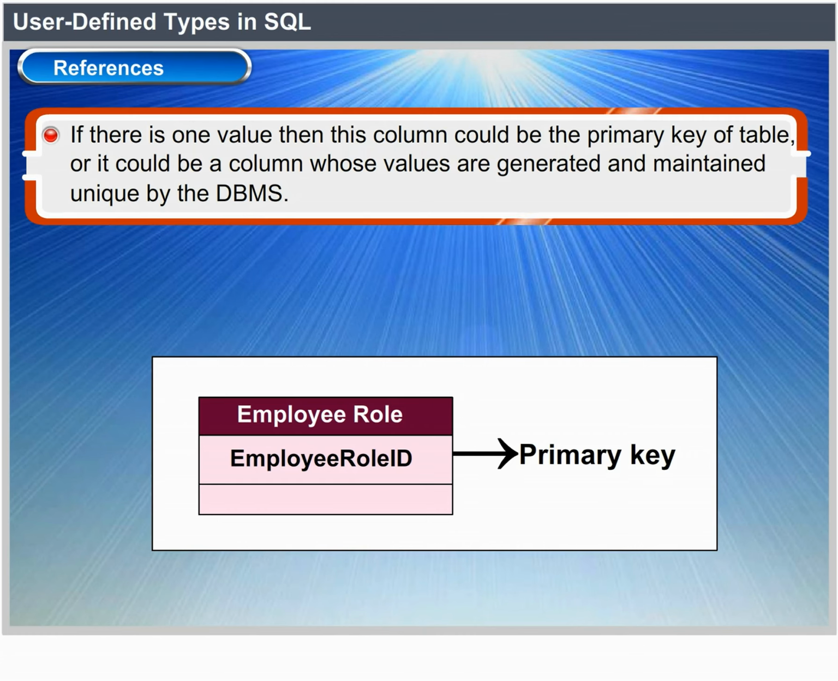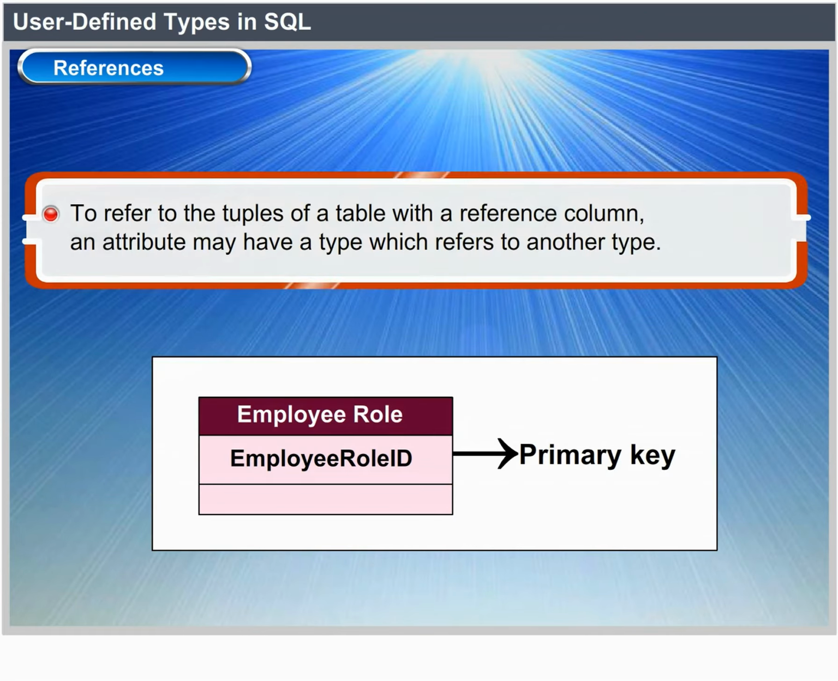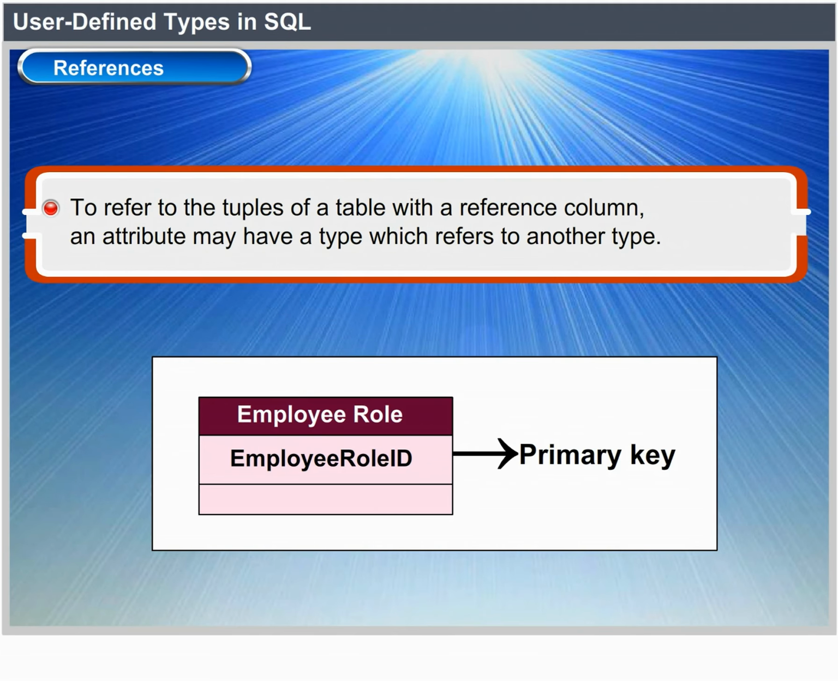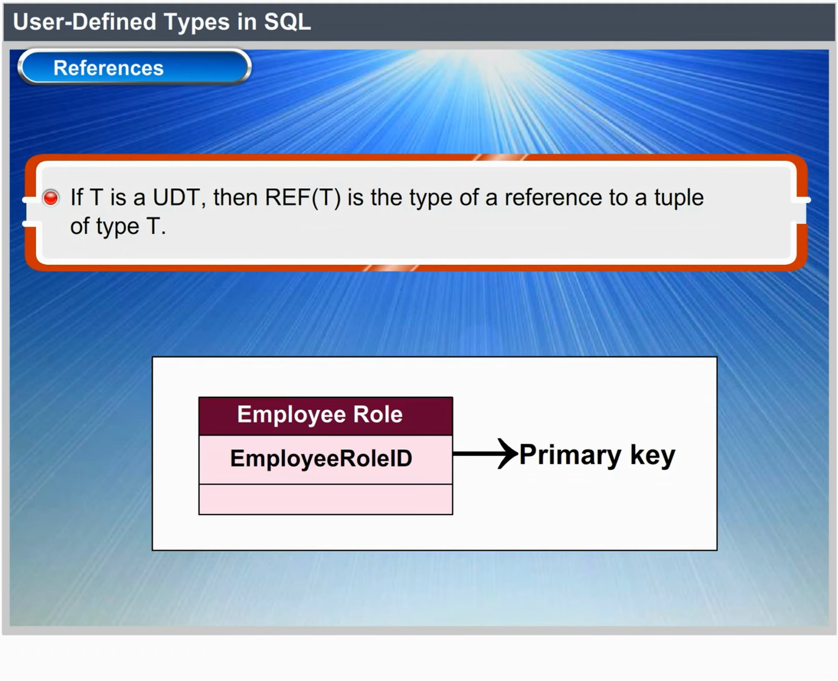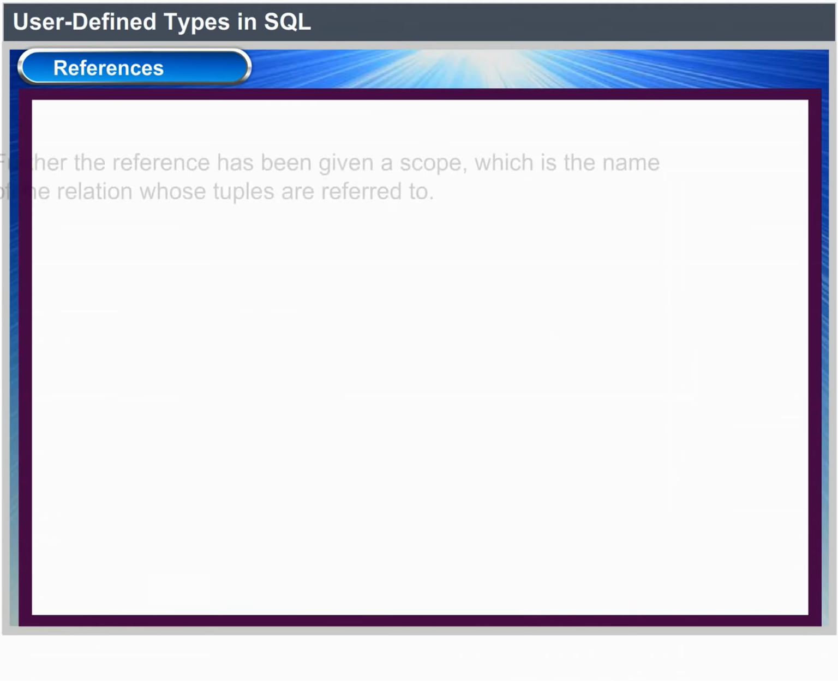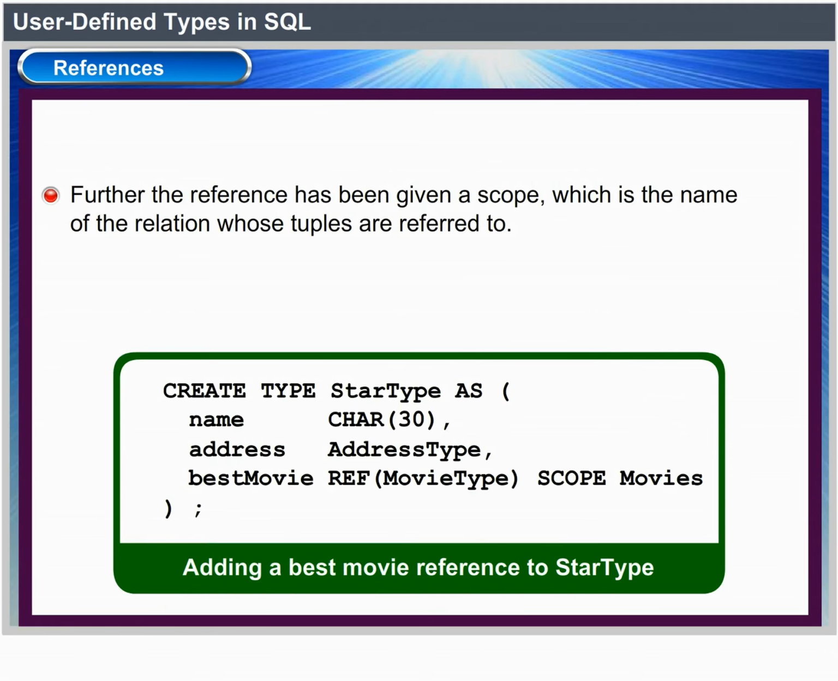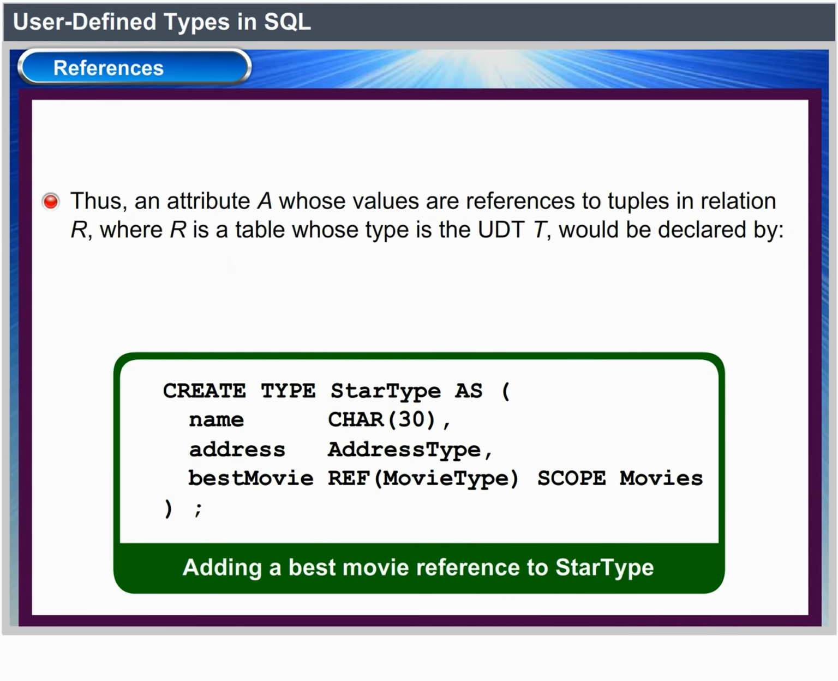For example, to refer to the tuples of a table with the reference column, an attribute may have its type as a reference to another type. If T is a UDT, then REF T is the type of a reference to a tuple of type T. Further, the reference may be given a scope, which is the name of the relation whose tuples are referred to. Thus, an attribute A, whose values are references to tuples in relation R, where R is a table whose type is the UDT T, would be declared by. Figure: adding a best movie reference to star type.